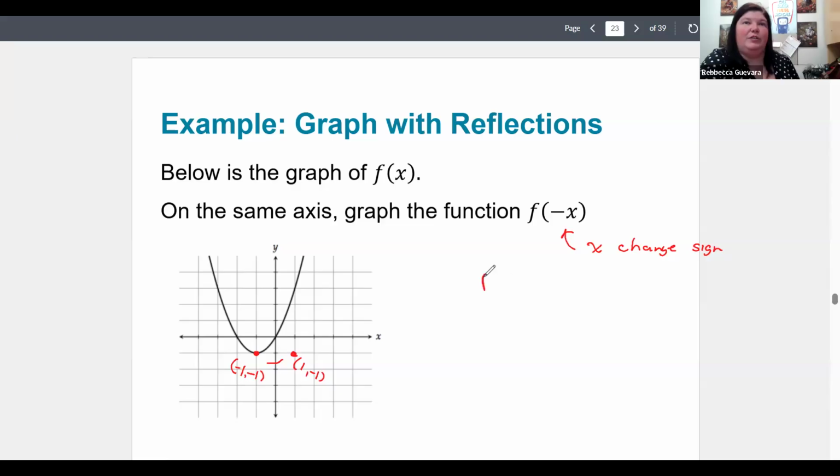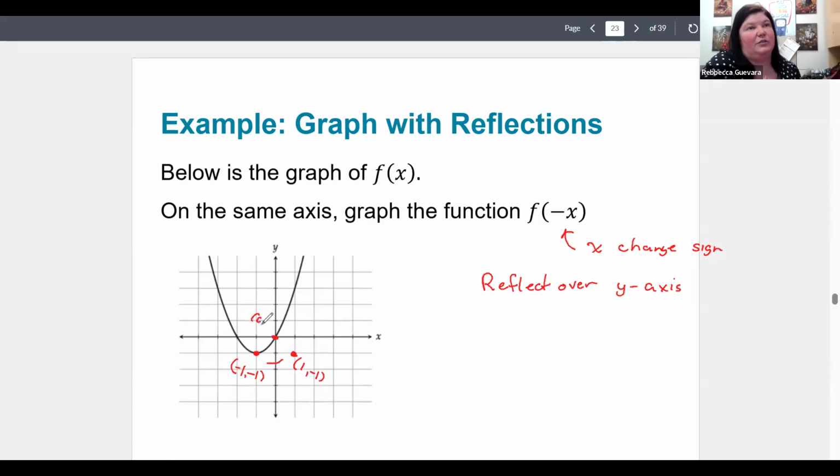So here we are going to reflect over the y-axis. So if we put the negative on the y, then we reflect over x. If we put the negative on the x, then we reflect over y. So we see a lot of things that act like opposites.